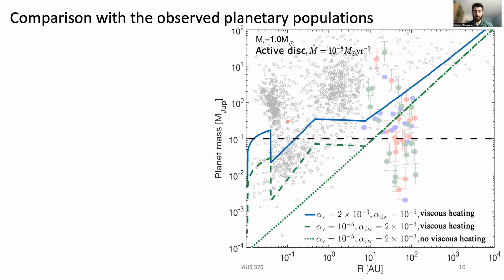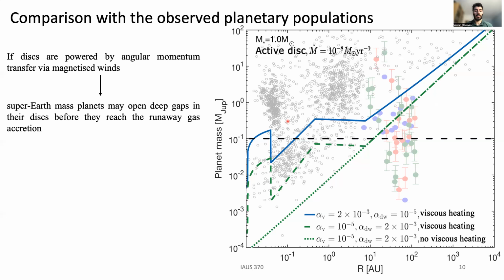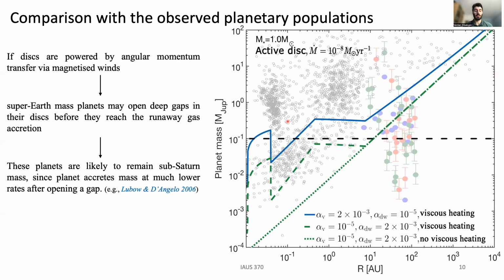And the answer to this question is that if the mass transport and angular momentum transport is due to MHD winds inside the disk, then, as I said, a lower mass planet is needed to open a gap, and a super Earth may open a gap in the disk before it reaches the runaway gas accretion mass, and it will remain a super Earth or sub-Saturn, because when it opens a gap, it separates itself from the gas reservoir in the disk and stays at lower mass.